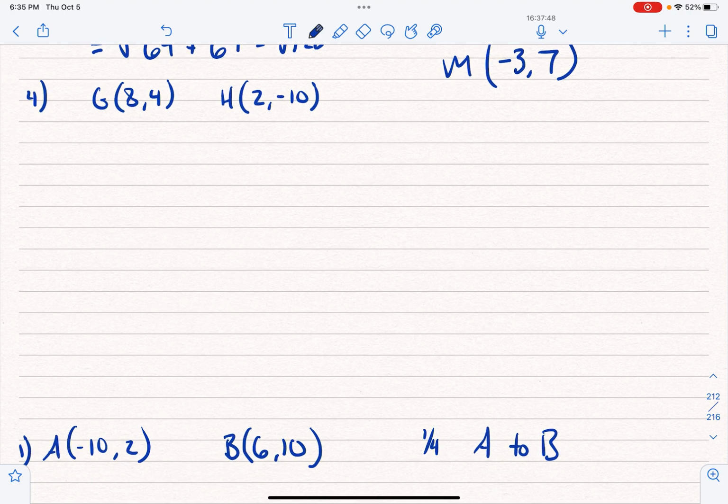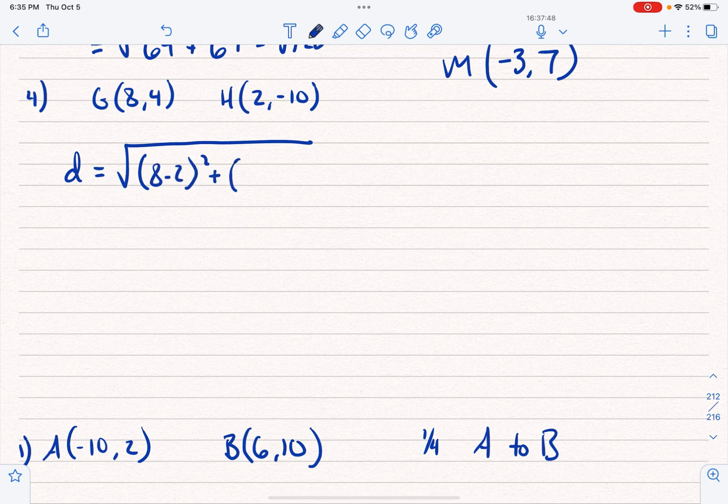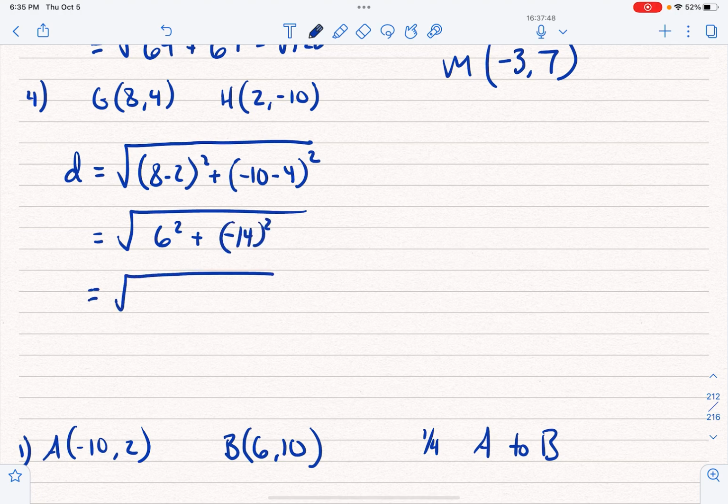Last of that type of problem, we have to find the distance and the midpoint between G and H. The distance is going to be equal to the square root of 8 minus 2 squared plus -10 minus 4 squared. 8 minus 2 is 6, squared. -10 minus 4 is -14, and we're going to square that. 6 squared is 36, 14 squared is 196, and when we add those up we get 232.